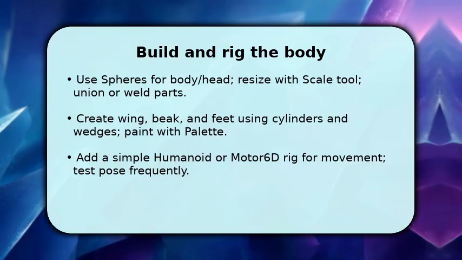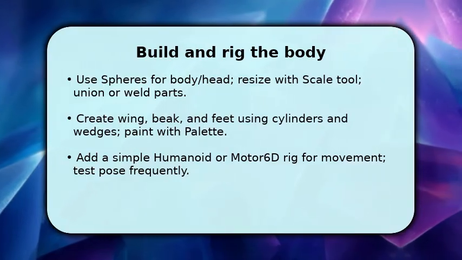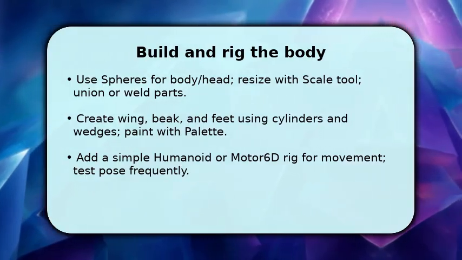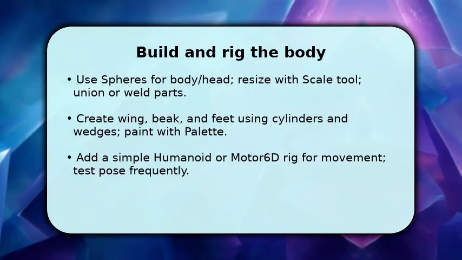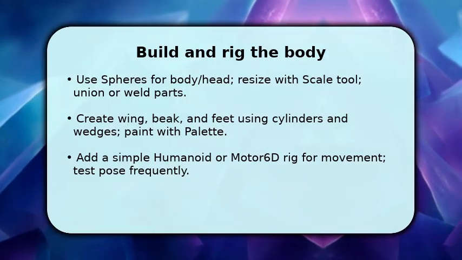Once parts align, either union or weld them. Union for a single mesh, weld for movable sections. Make wings from slim cylinders, a small wedge or cone for the beak, and flattened cylinders for feet. Paint using your palette for consistency.